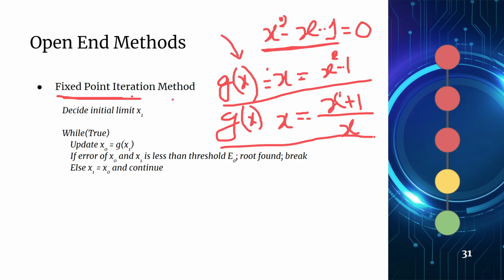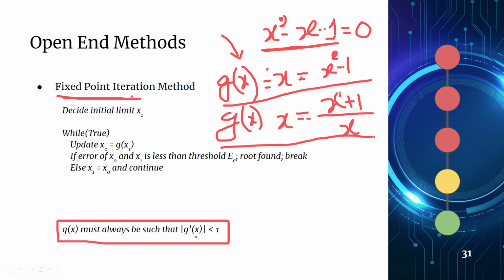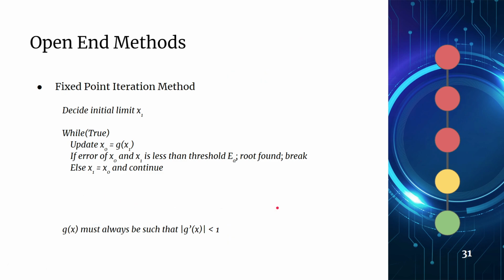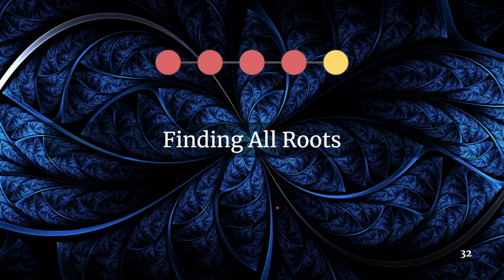There is another constraint: for fixed point iteration to work, g of x must follow this rule. Once again, you see the prime, which means the first order derivative. So the absolute value of the first order derivative of g of x must always be less than 1. If not, fixed point iteration will not work. This is a limitation of fixed point iteration, so we will not do much of this task in the exam as well, but this is an algorithm which is valid.